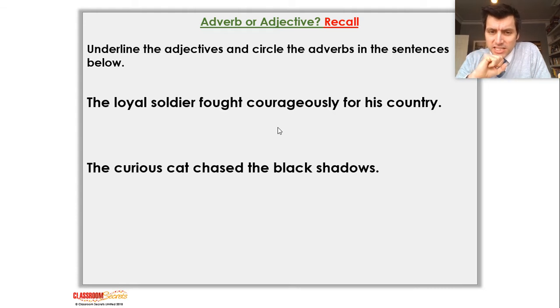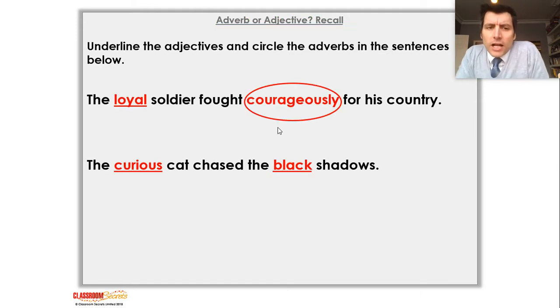Then I'm going to look at my second sentence. The curious cat chased the black shadows. Interesting. Okay, guys. So, loyal soldier was the adjective. Courageously, that ly suffix was that clue for that being an adverb. And then the cat was the noun in the second sentence, but so were the shadows. So the black shadows. So there's two adjectives.